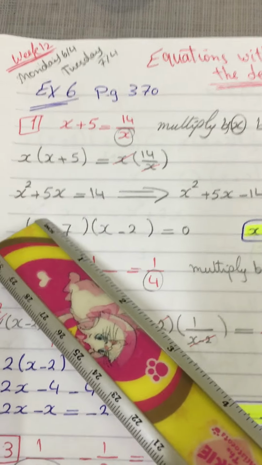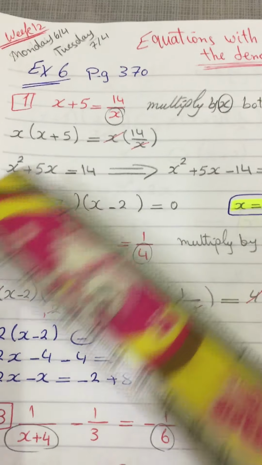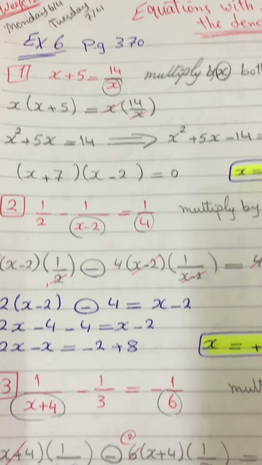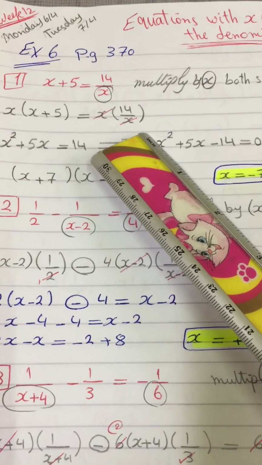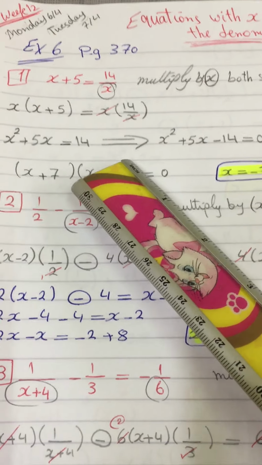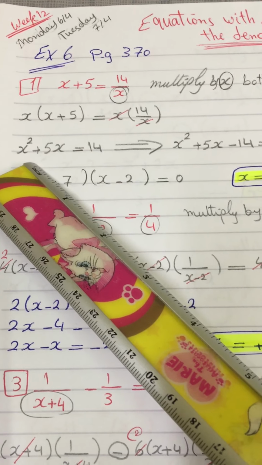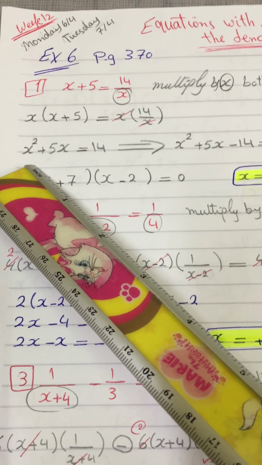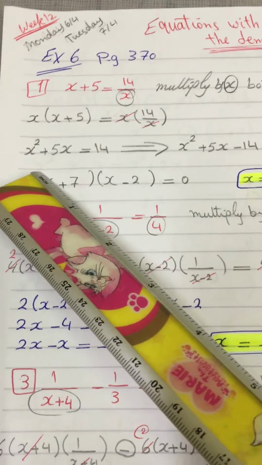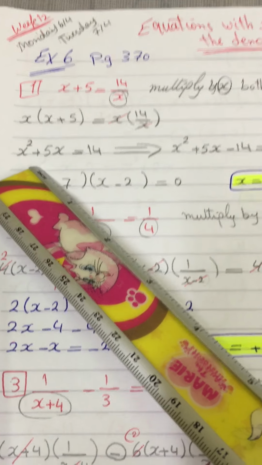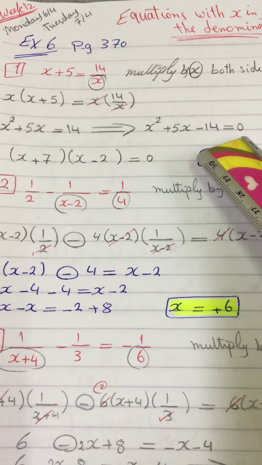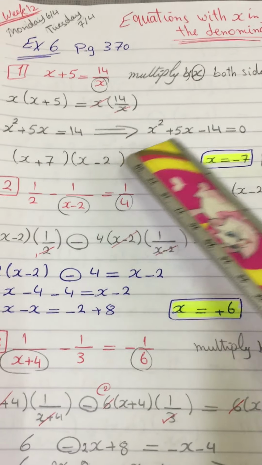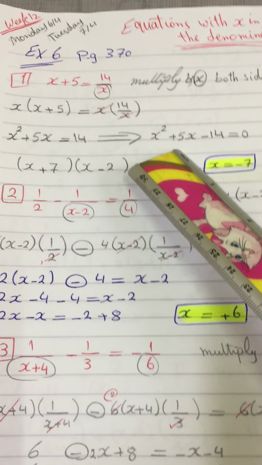So x times x equals x squared. x times 5 equals 5x. And on the right side, I'll cancel x with x, which gives me 1. So what's left? Just 14. Now I have a quadratic equation. So I'll take all terms to one side and make them equal 0, because any quadratic equation equals 0, like this. And then start to factorize these terms.